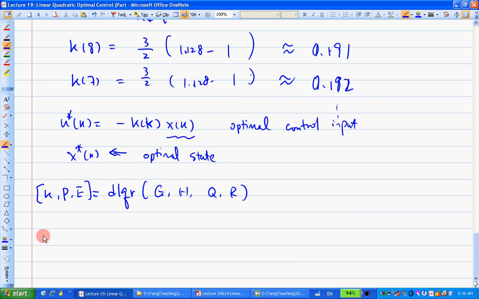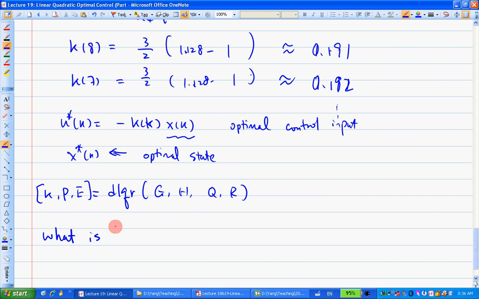I have a question. For the P of n, is it always equal to S? Yes. Your starting point is always just the weighting matrix S, which is associated with the state x of n.